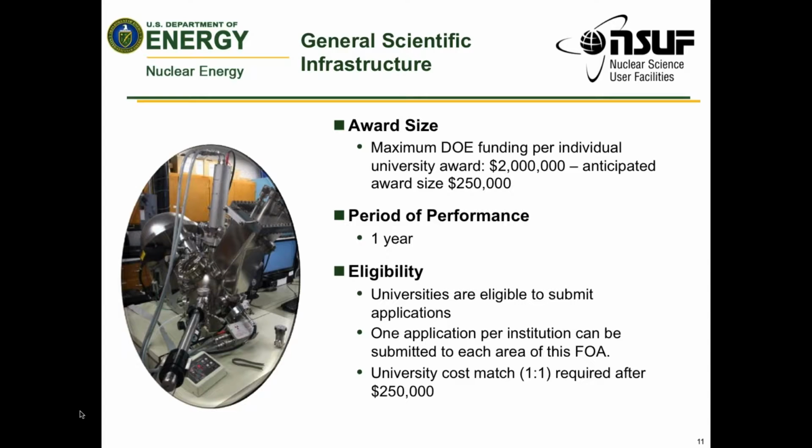Under the second area, general scientific infrastructure, we'll have $2 million and anticipate award sizes of $250,000. The period of performance is 1 year. Eligibility. Universities are eligible to submit applications, one application per institution to each area of the FOA. University cost match is required after $250,000.